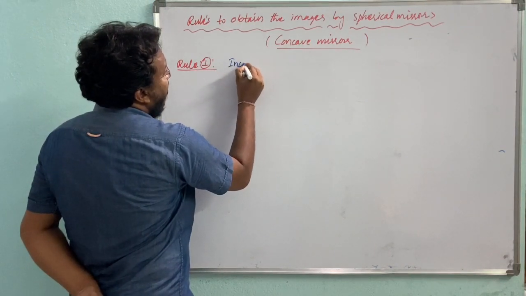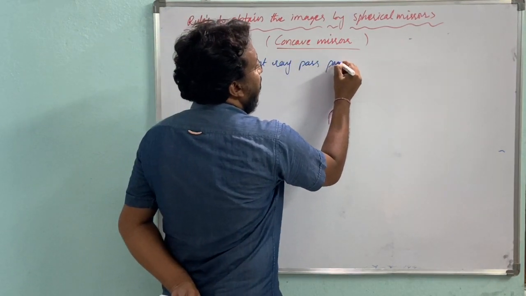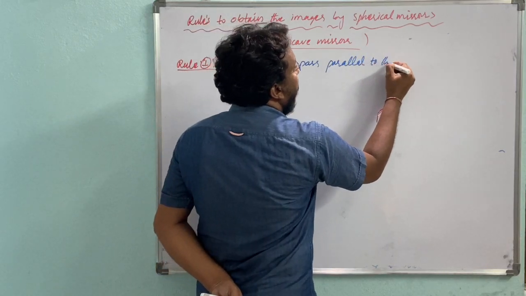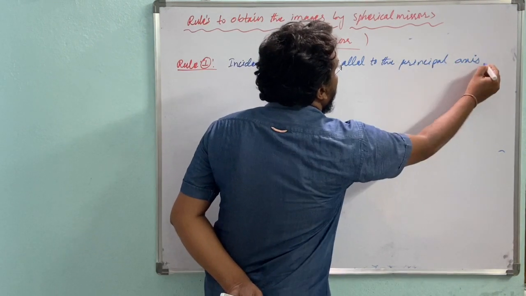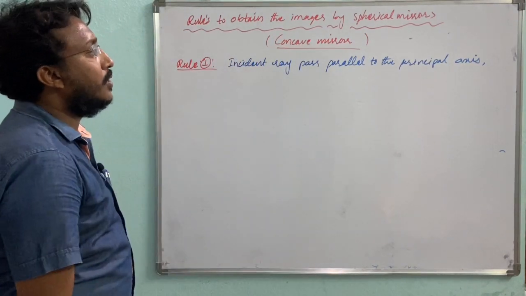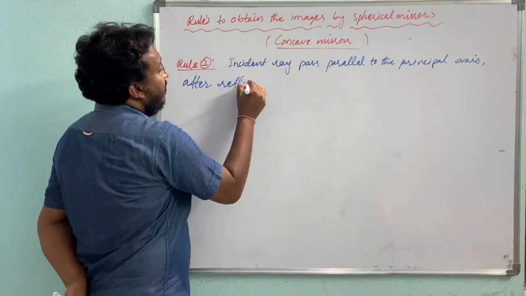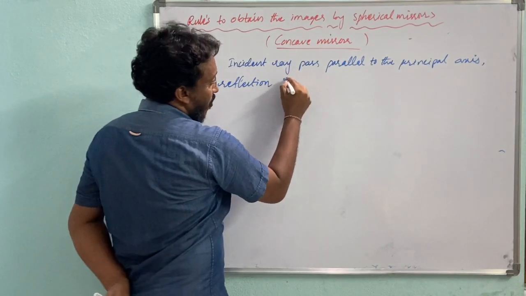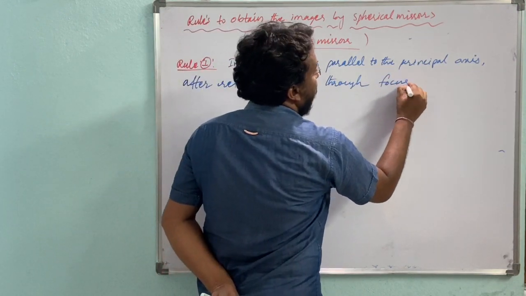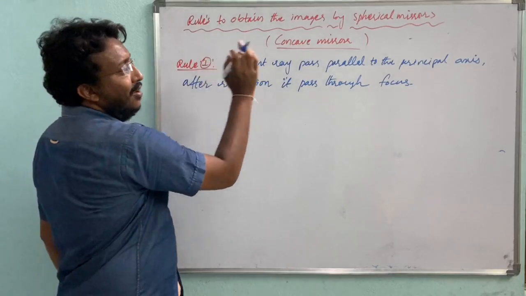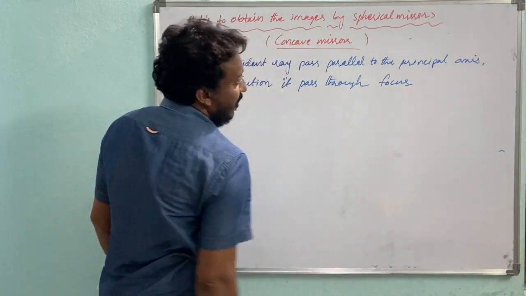Rule 1 is: the incident ray passes parallel to the principal axis. After reflection, it passes through the focus. Get it? If the incident ray passes parallel to the principal axis, after reflection it passes through the focus, right?